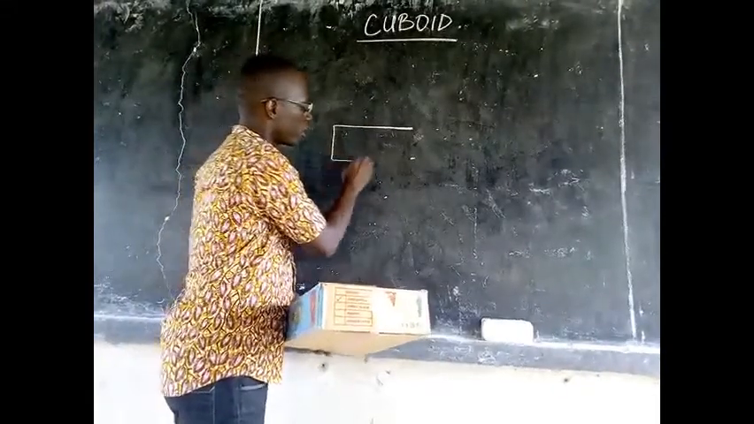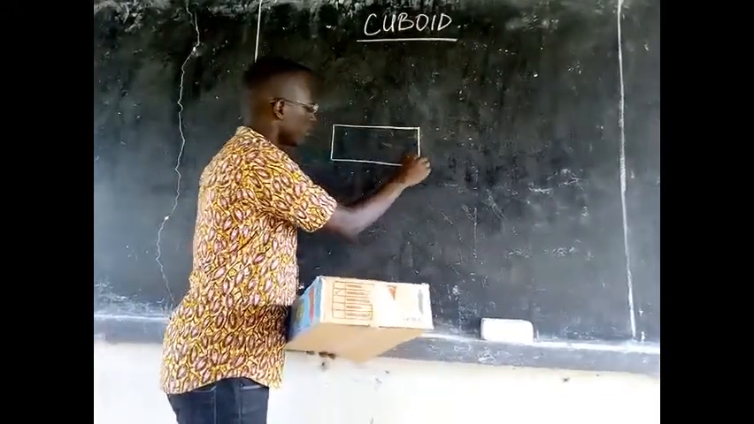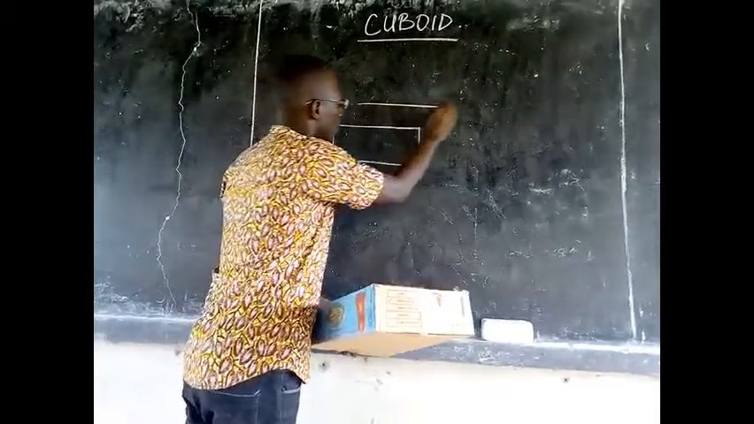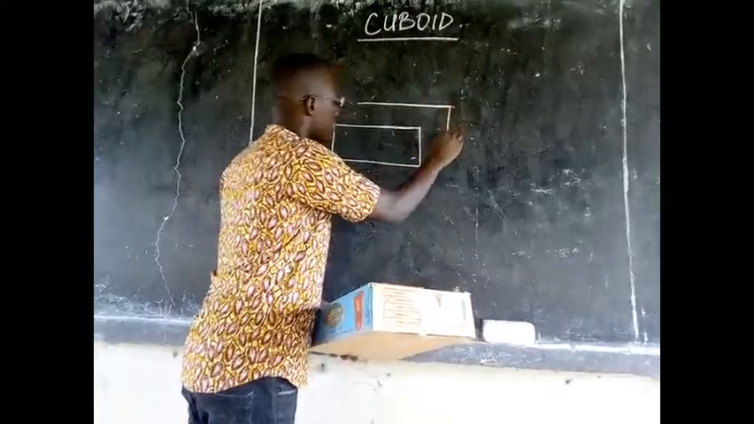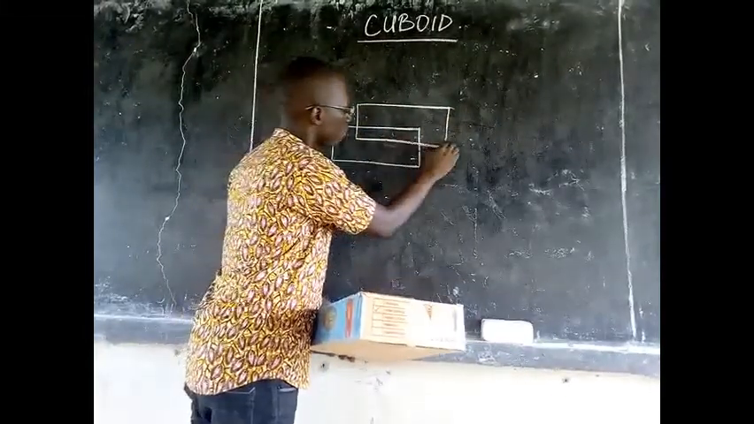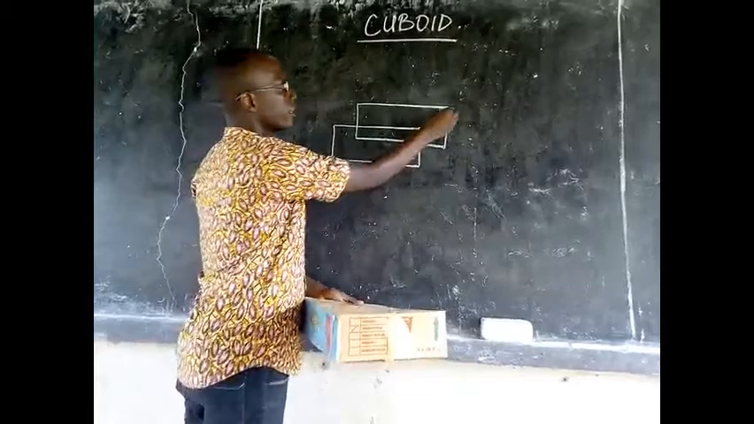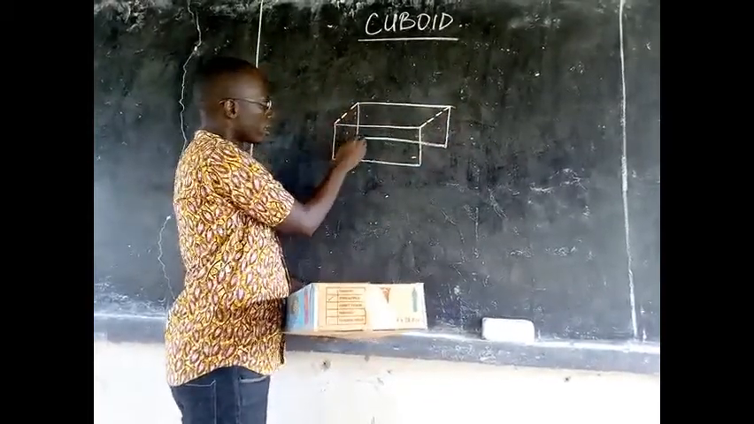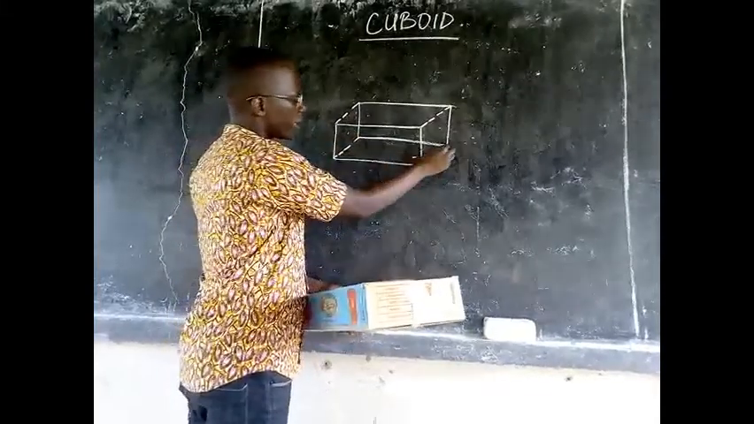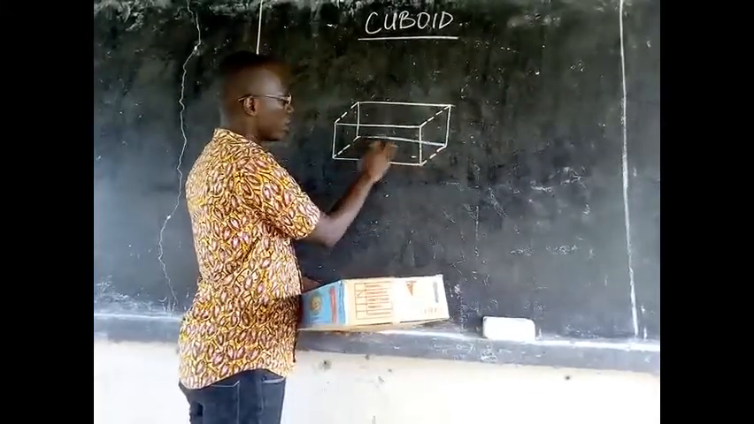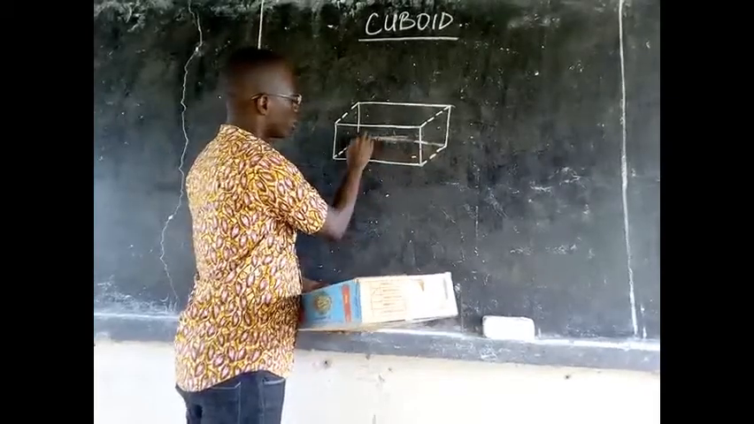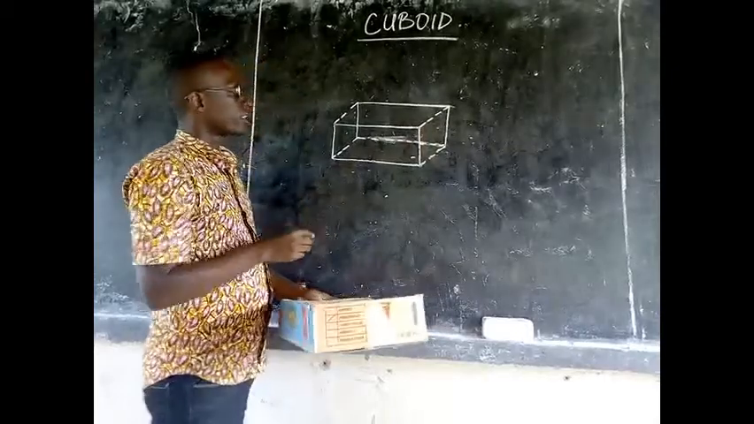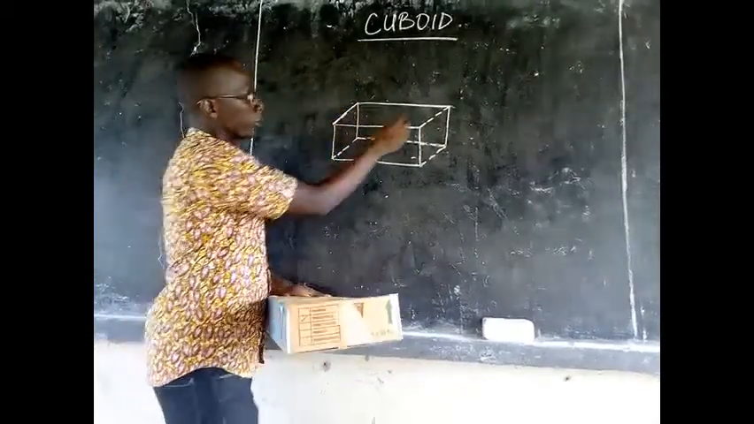We first draw the first rectangle, then we can have something like this, and have something like this. And then we produce this one here, we produce this one here, we produce this one here, and then we produce this one here. This one, you can show it dotted, because ideally we cannot see it. So this is our cuboid.